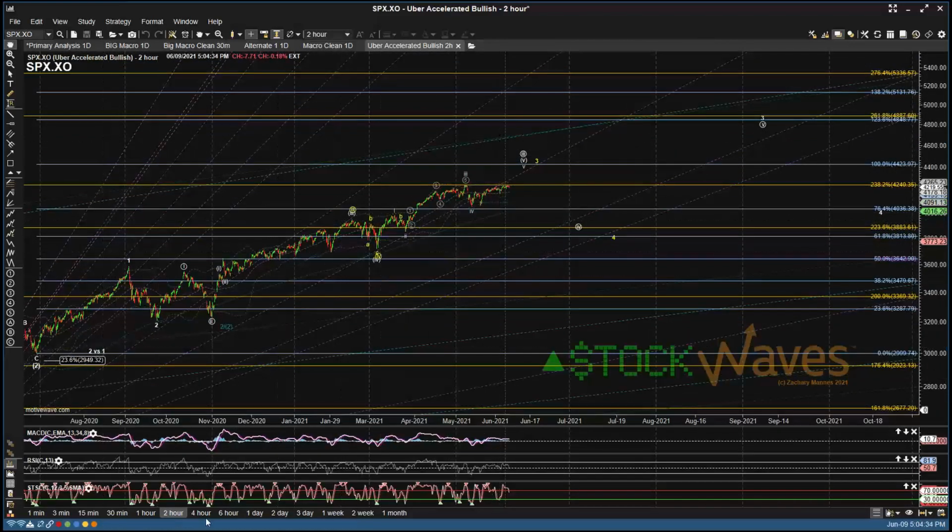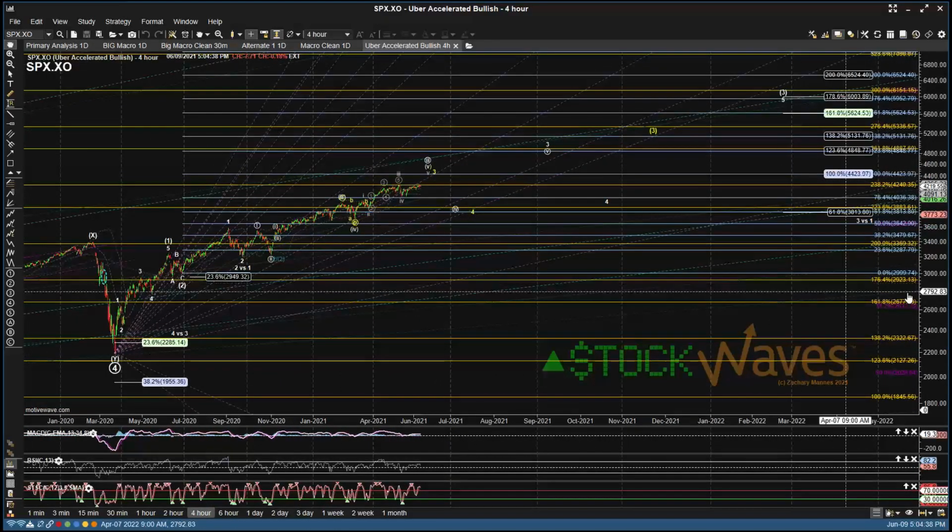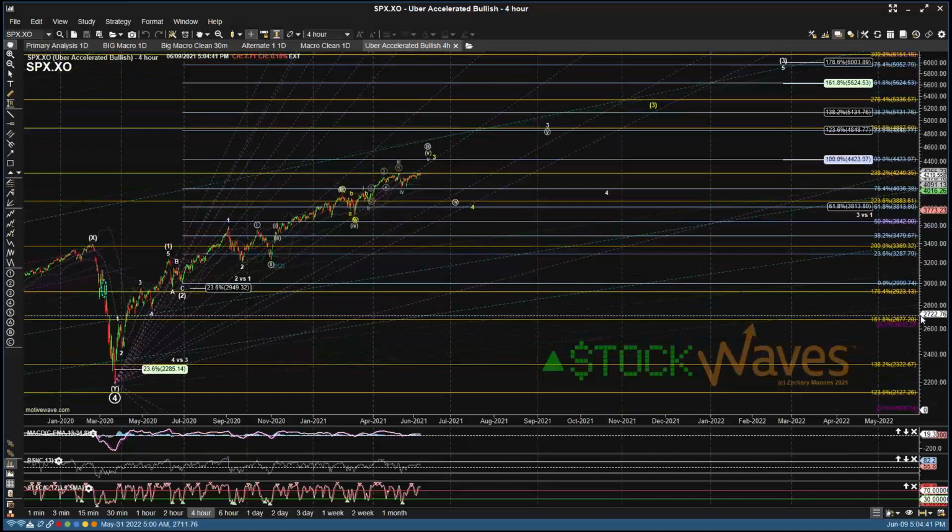And the big difference here, I have an alternate count here in yellow, and that alternate count is very certainly a concern, but there really is not much difference in terms of the shorter term effect of whether this is all of the wave 3 of parentheses 3 completing around the 4420s into that normal fib resistance as a 100% extension of parentheses wave 3. So that would be the yellow 3 of 3.